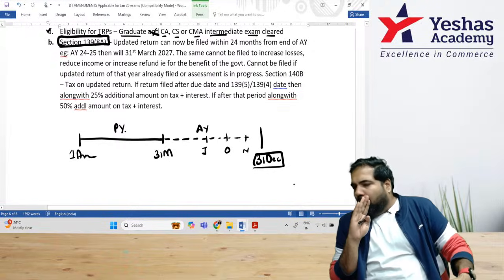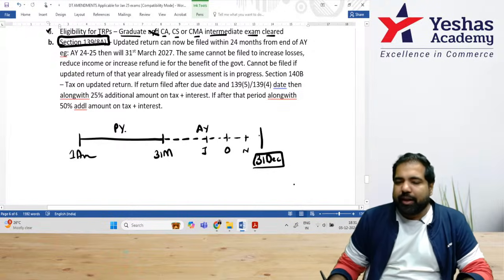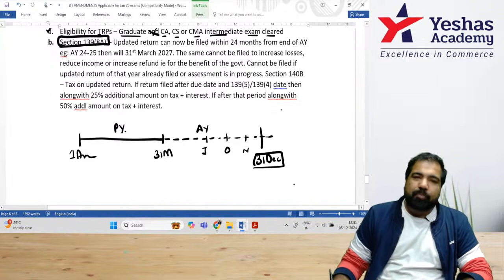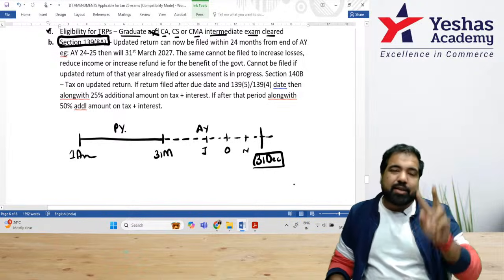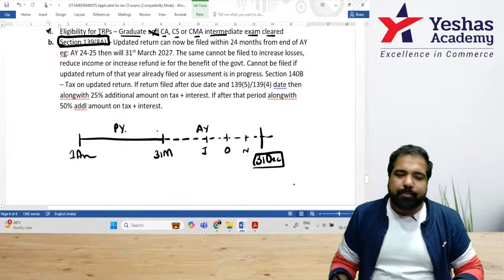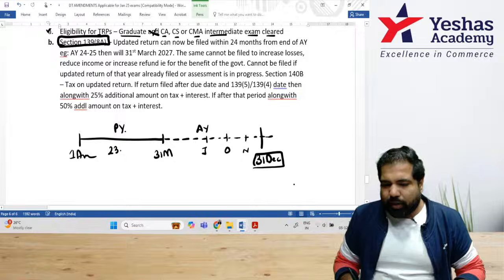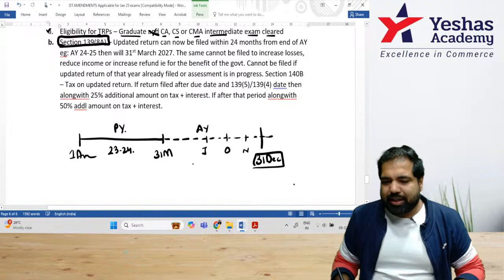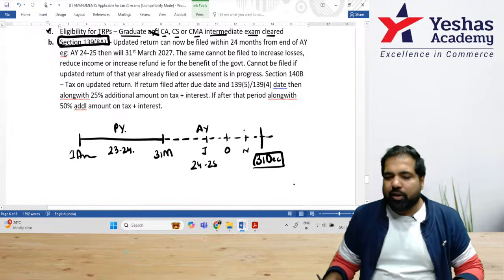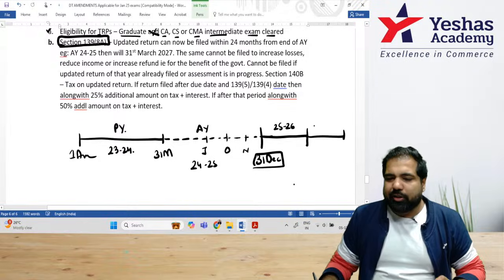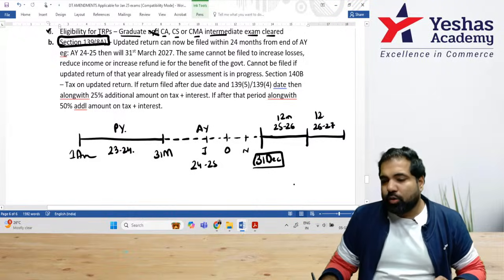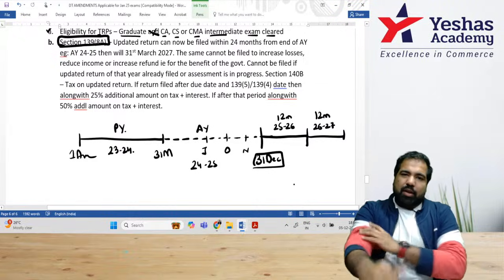But now the government has said that even after the assessment year is over, you can still update your return for up to 24 months, that is 2 years. Hear me out well. Your previous year is 23-24. Your assessment year is 24-25. So after that, in the next year, that is 25-26, and also after that, that is 26-27, that is 12 months here and 12 months here, you can still update your return, guys.